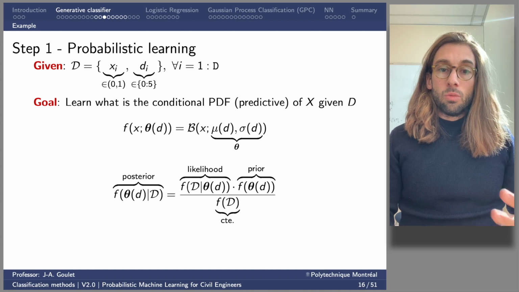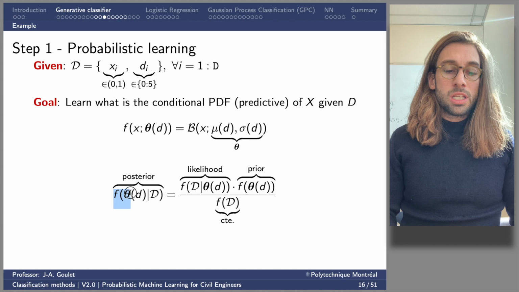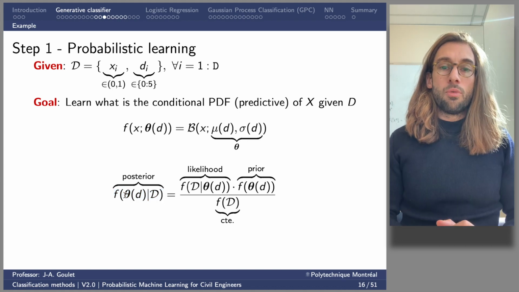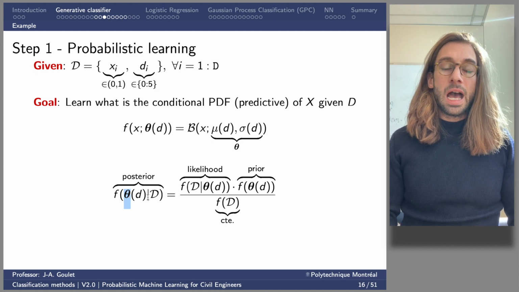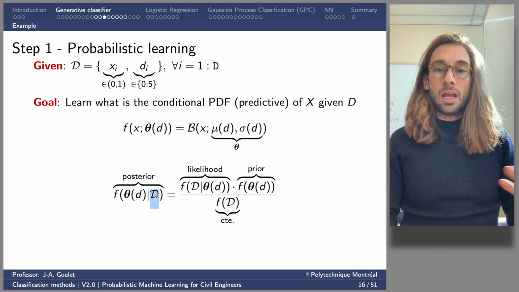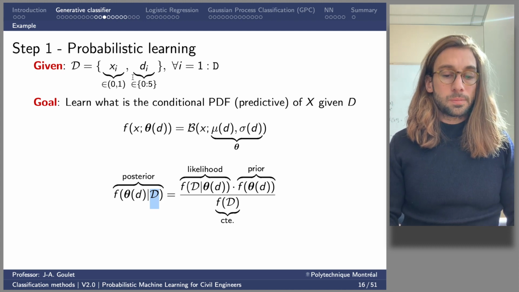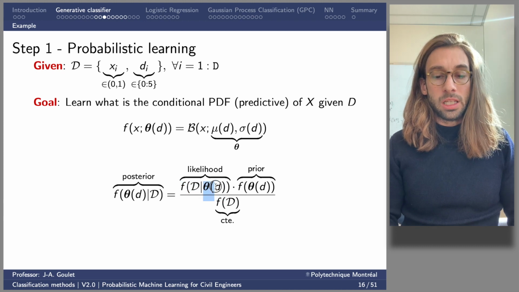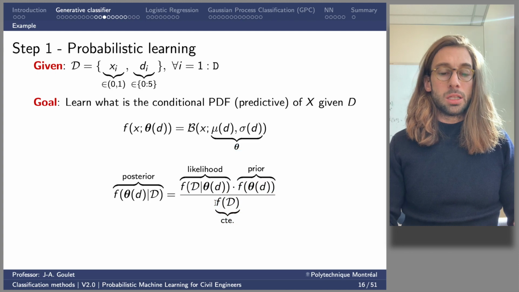And at the end, what we're seeking here is that posterior, okay? What is the posterior PDF for the parameter theta, the expected value and standard deviation, conditional on data, okay? All the observed data across the different buildings I've seen. And to do this, we have to formulate the likelihood of observing data given the parameters times the prior probability of parameters divided by my evidence, my normalization constant.